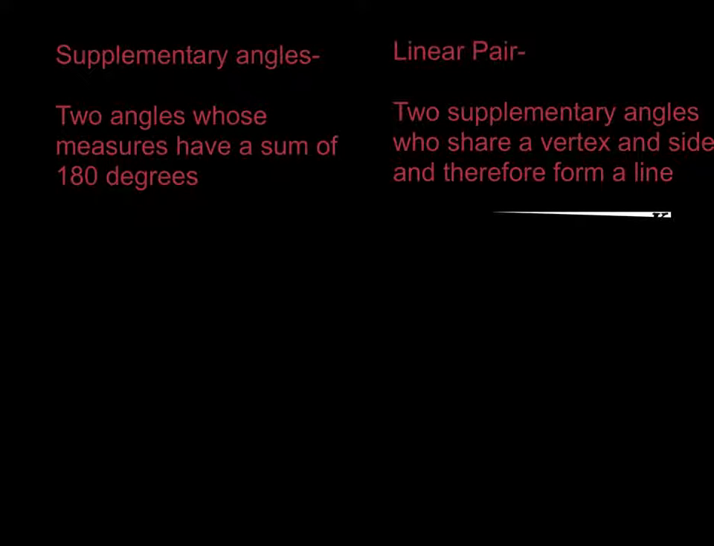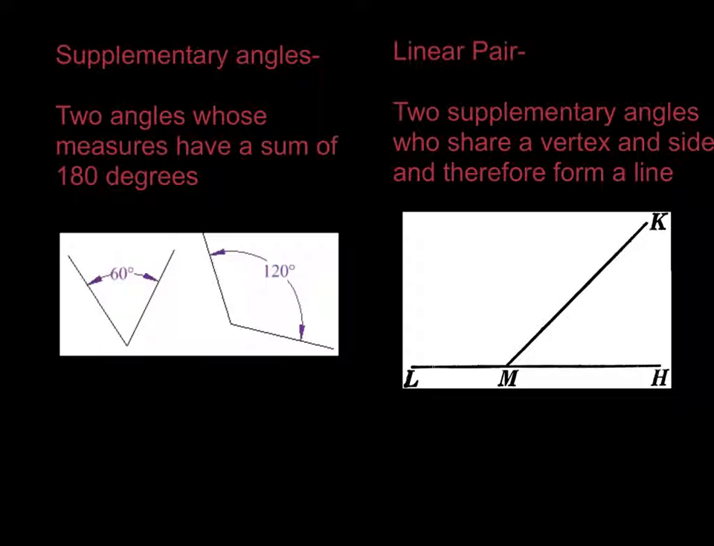Our last angle pair relationships are really similar, so I'm including them in the same slide. The supplementary angles and the linear pair. So let's look at these two definitions. Supplementary angles are going to be two angles whose measures have a sum of 180 degrees. So a lot like complementary angles, but they add up to 180. A linear pair are going to be two supplementary angles who share a vertex and a side and therefore form a line. So it's kind of a subtle difference.